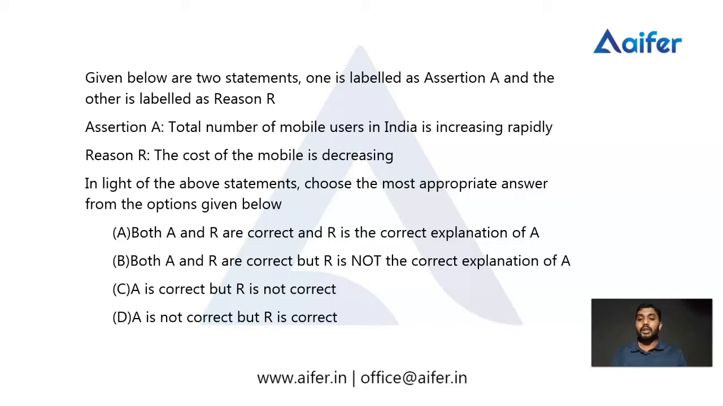Option A, both assertion and reason are correct, and reason is the correct explanation of assertion. Option B, both assertion and reason are correct, but R is not the correct explanation of assertion. Option C, assertion is correct, but the reason is not correct. And option D, assertion is not correct, but reason is correct. So, in the light of above statements, we have to select the appropriate answer from these options.